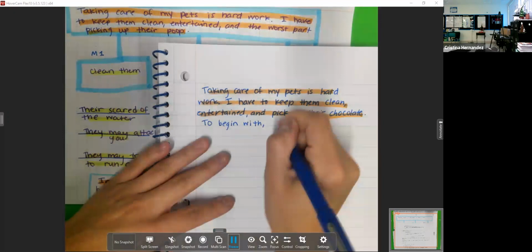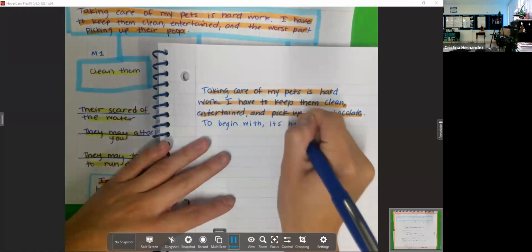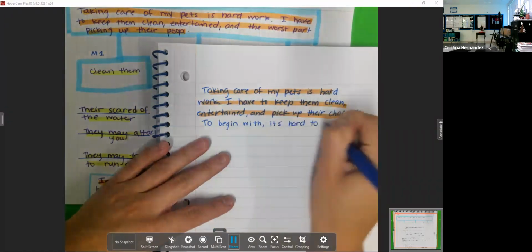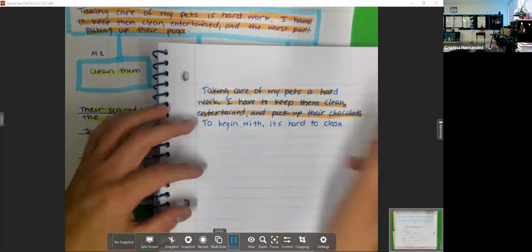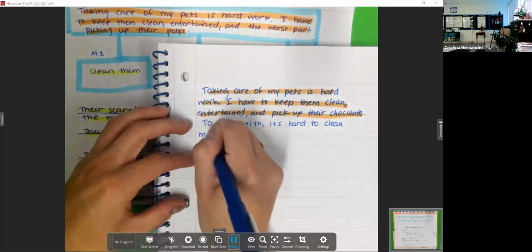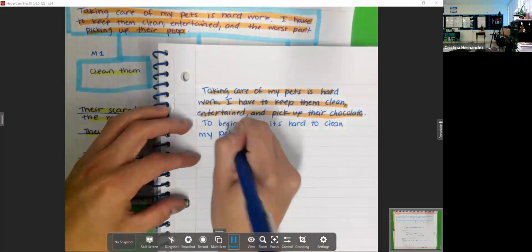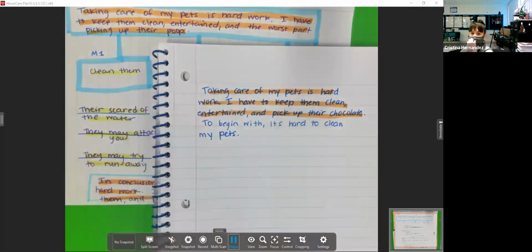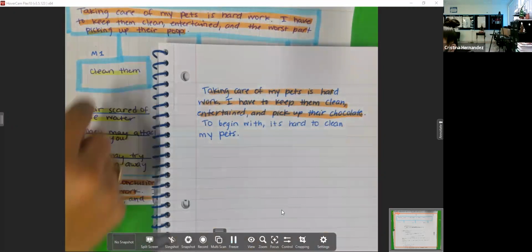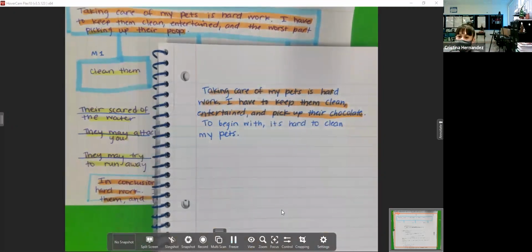To begin with, it's hard to clean my pets. So you have to turn that main idea into a complete sentence. Some of y'all may eventually be able to make that into a complete sentence in that main idea box.